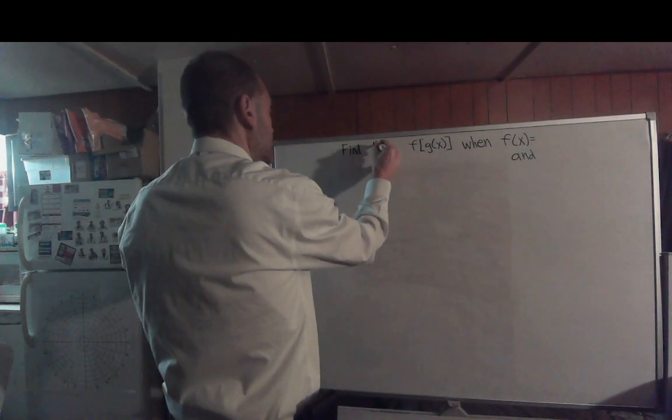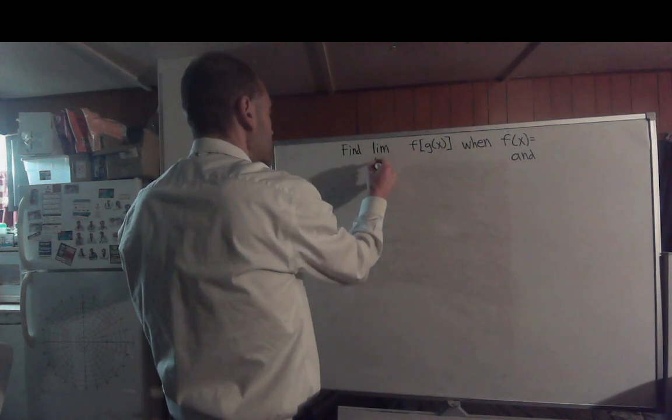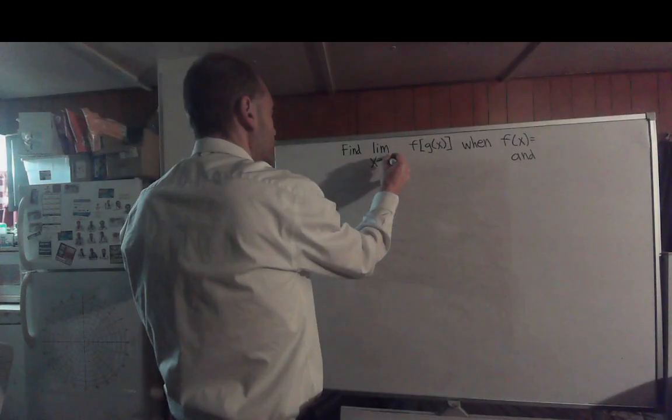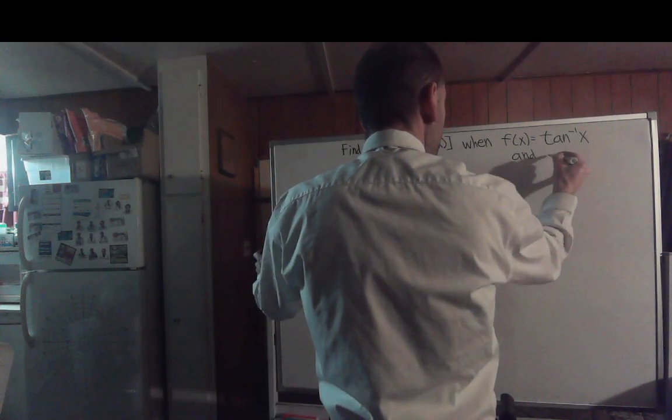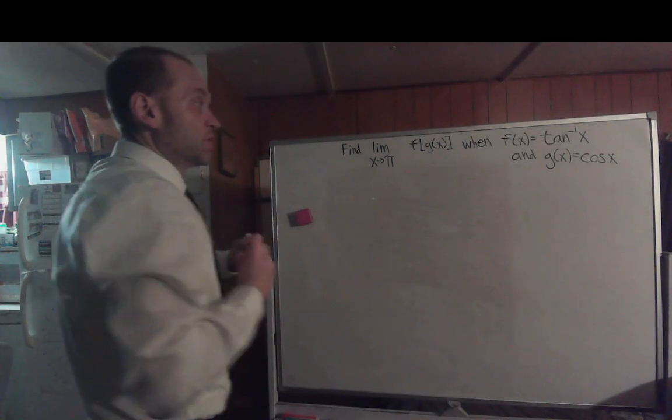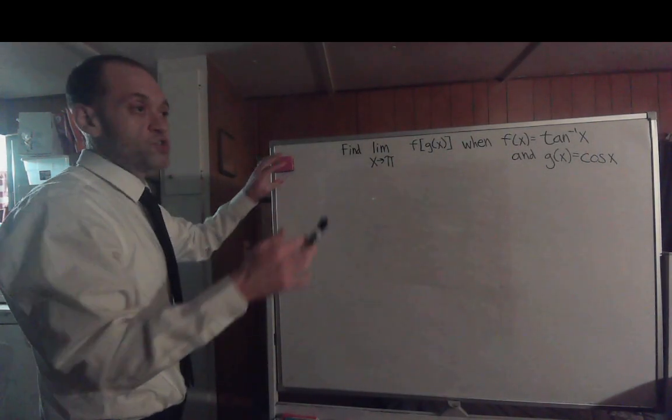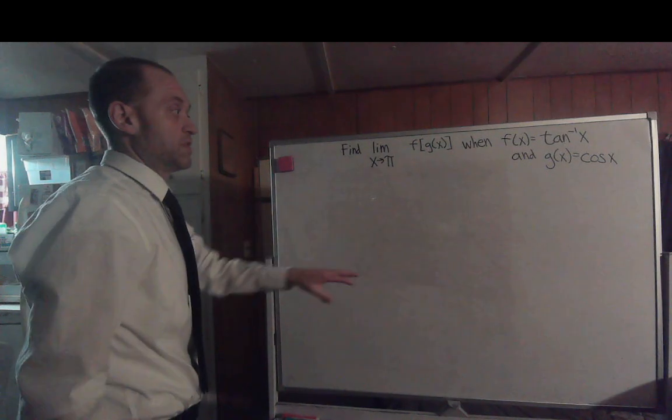Find the limit as x approaches pi of f of g of x when f of x equals the inverse tangent of x and g of x equals the cosine of x. All right, we have a good one here. We have a trig function going inside of an inverse trig function.